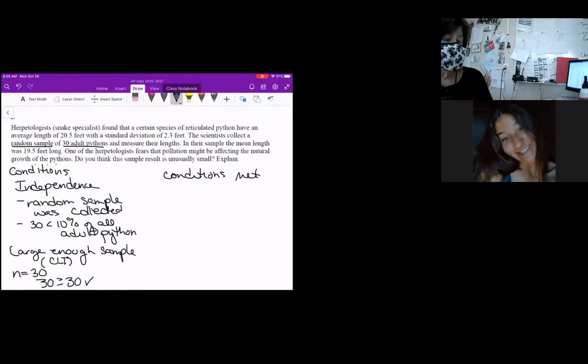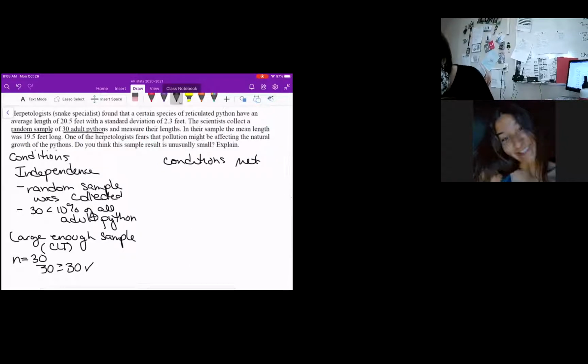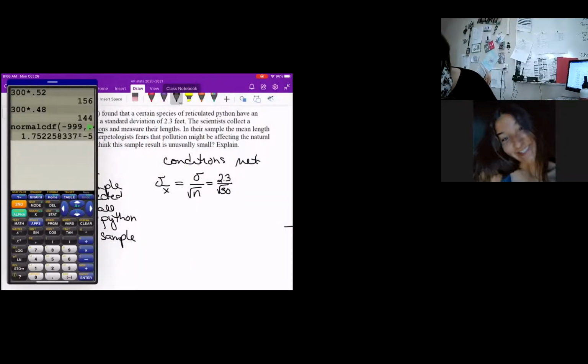So first I'm going to do it with the standard deviations. The standard deviation of X bar is the standard deviation of our population divided by the square root of n. Standard deviation is 2.3 feet divided by the square root of 30. And I get a standard deviation of 0.42.